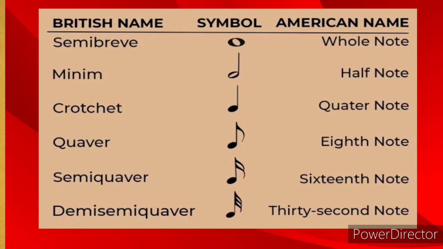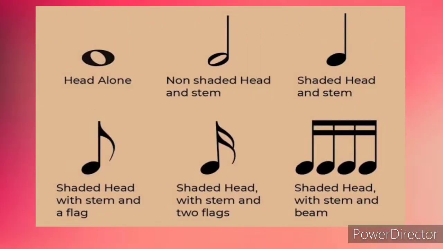Now let's look at the value of these notes. When we say value, what is the beat? We have the head alone, which we call the semi-brief or the whole note. It is 4 beats. We have the next one, which is the minim, or we call it the half note. This is a non-shaded head and a stem. It has 2 beats. So 2 minims, we give you 1 semi-brief.